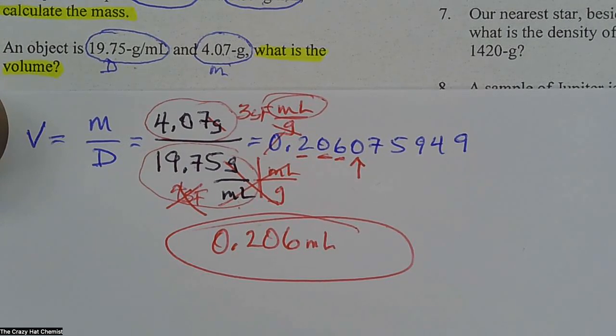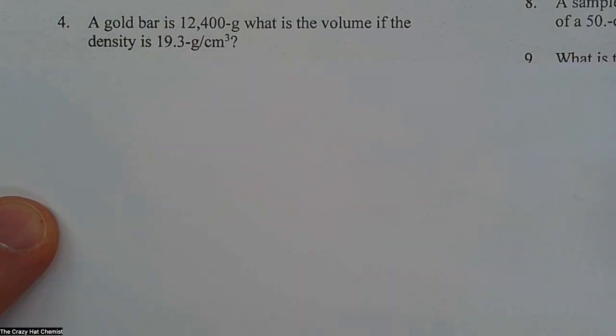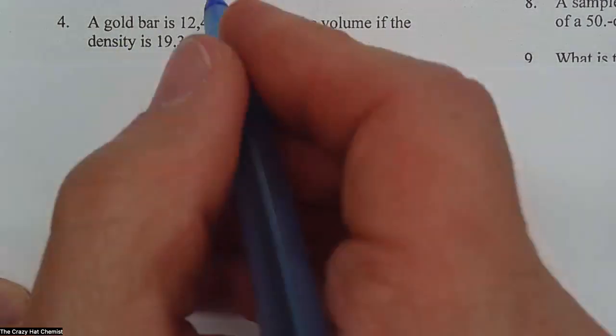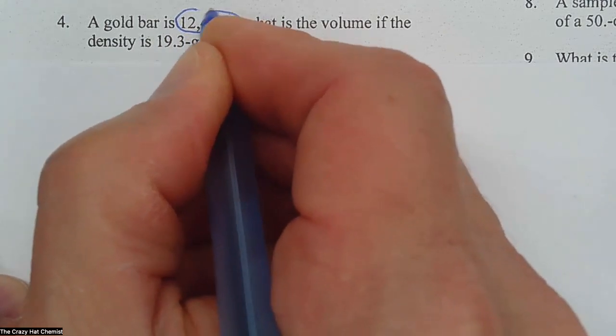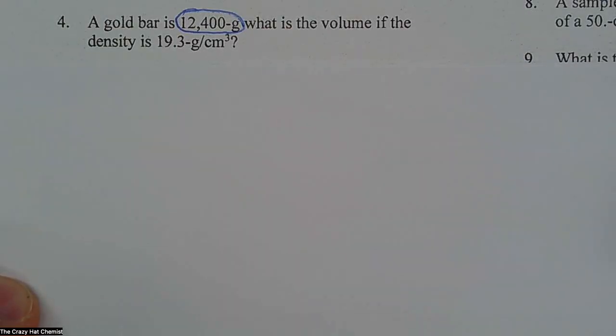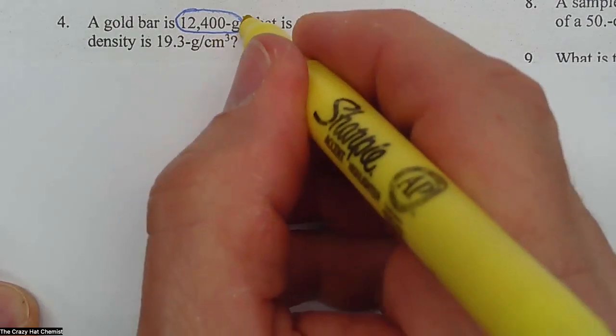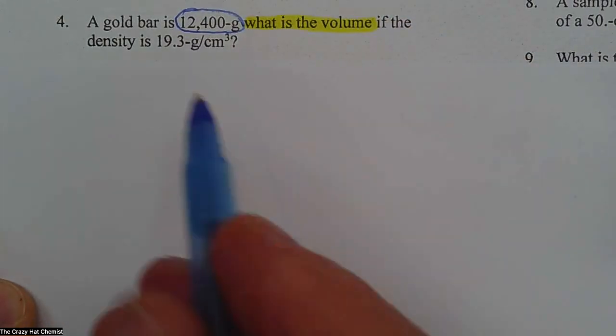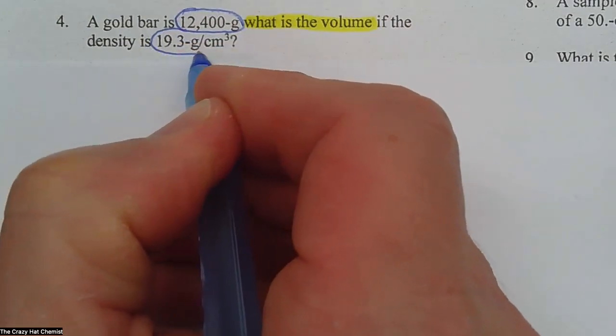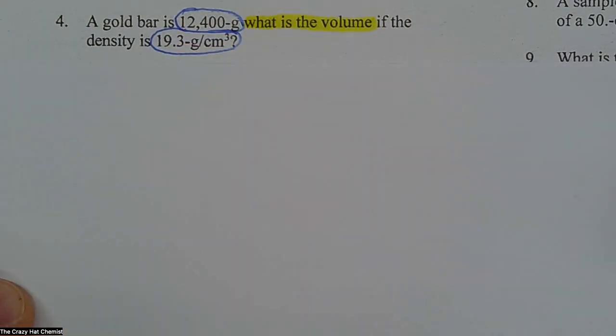All right, so let's see if we can keep on going for our next problem. Hold on just a second. Okay, so here we go. Our next problem here, it says a gold bar is 12,400 grams. What is the volume? So let's highlight what that is. What is the volume? If the density is 19.3 grams per cubic centimeter.